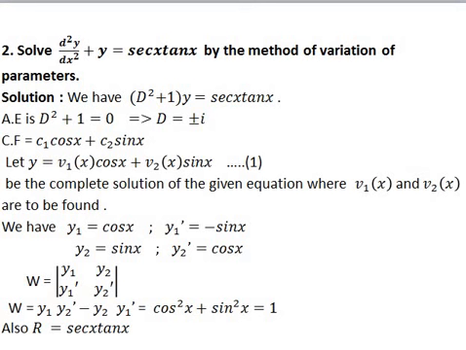So the Wronskian W is the determinant of y1, y2, y1', y2'. On determinant expansion, we get cos² x + sin² x = 1. The right hand side of the given equation is R = sec x tan x.